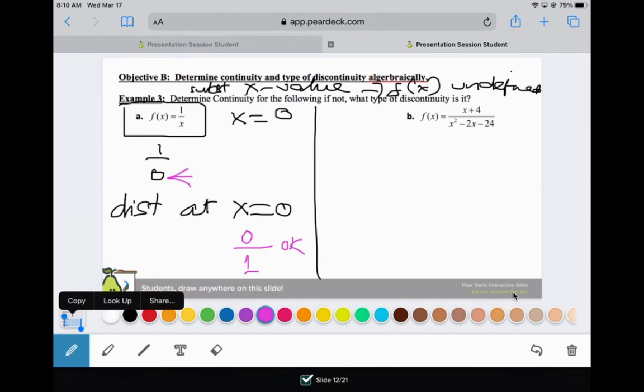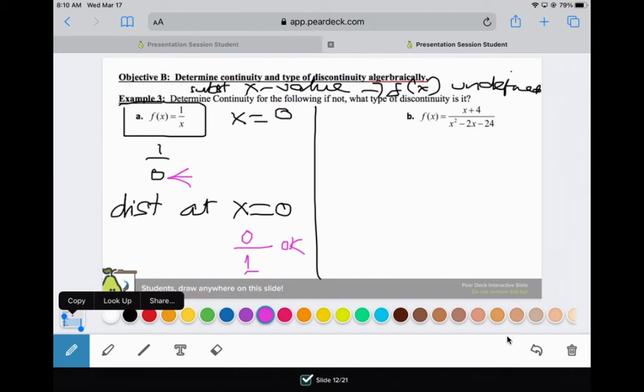So we will not test the numerator, but we will test the denominator, okay? Once we test the denominator, then we can figure out when the function is not continuous. And then we're going to talk about the type of discontinuity.